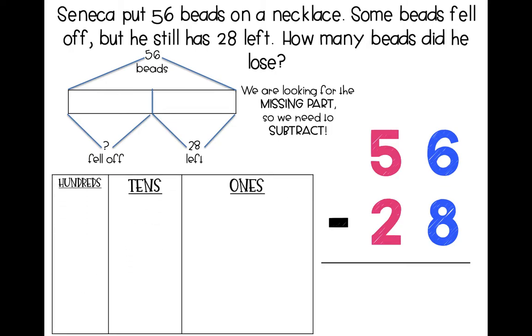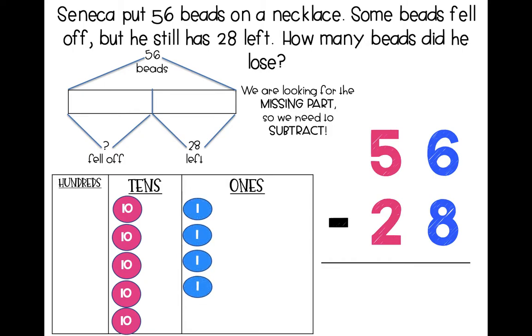Once your vertical form is written, draw your place value chart. We want to show our whole on our place value chart, which is 56. So we need 5 tens and 6 ones. Go ahead and draw those 5 tens and 6 ones on your place value chart.